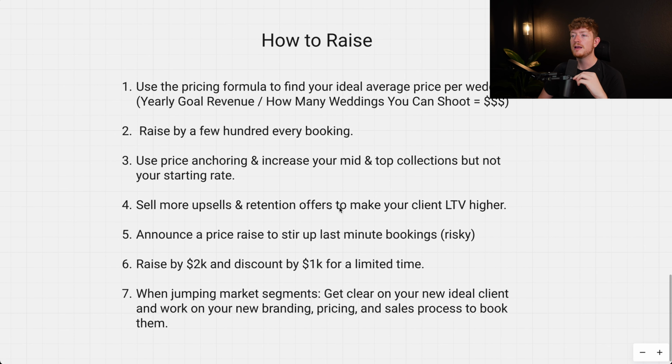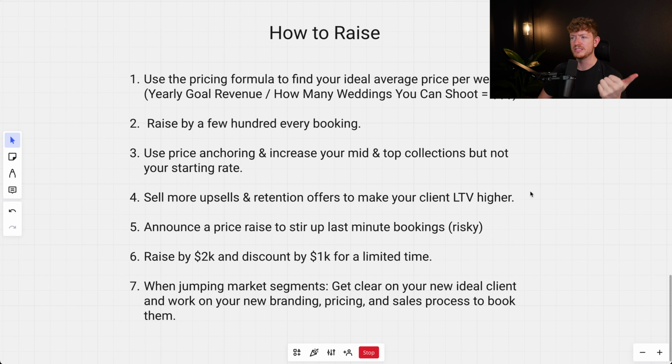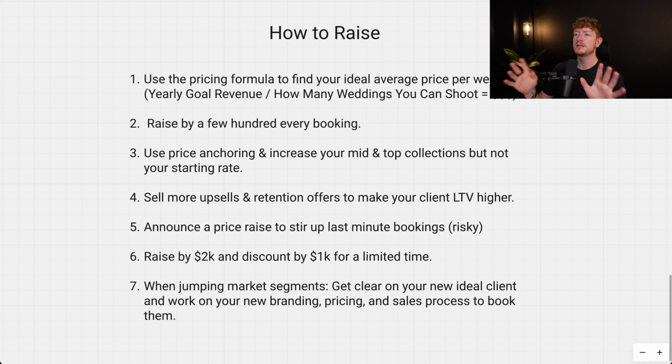Number 4, this is actually something that not a lot of people talk about for some reason. Sell more upsells and more retention offers to make your client lifetime value higher. So every client that you have has a lifetime value. If your client lifetime value is just limited to the price point that they pay you to book you, you don't have a very good business model. You should have revenue retention and upsells.